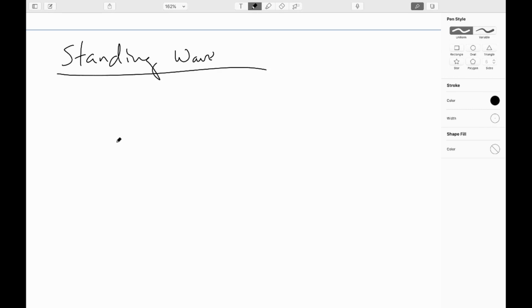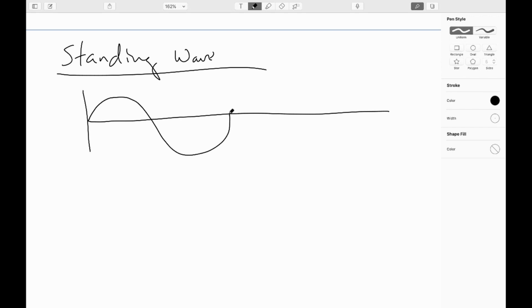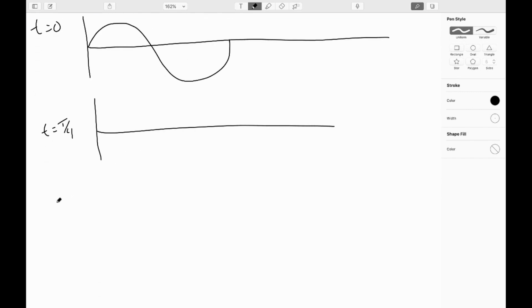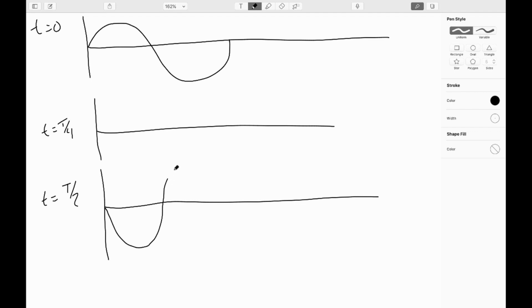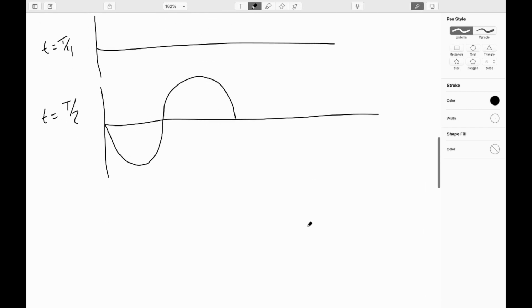So when you look at it, well, if I make a series of snapshot graphs here, the snapshot graph will look something like this. So at t equals 0, it looks like this. At a quarter of a period, the entire string is flat. At half a period of oscillation, we get the exact upside down of what we had at t equals 0, and then the cycle repeats.